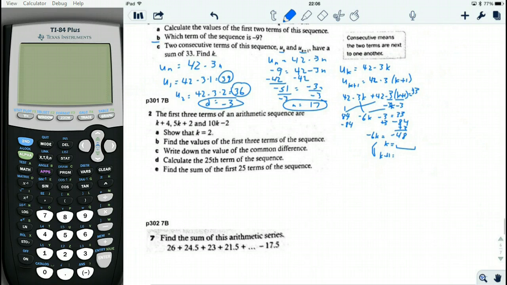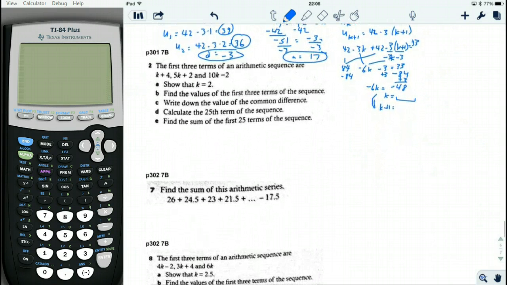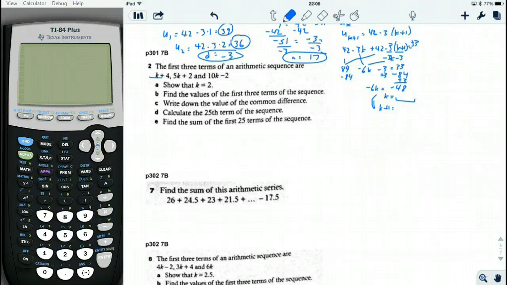Question 2. The first three terms of an arithmetic sequence are k plus 4, 5k plus 2, and 10k minus 1. Show that k equals 2.